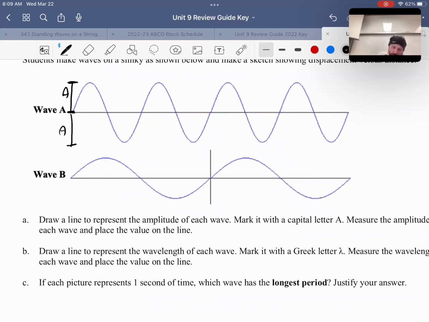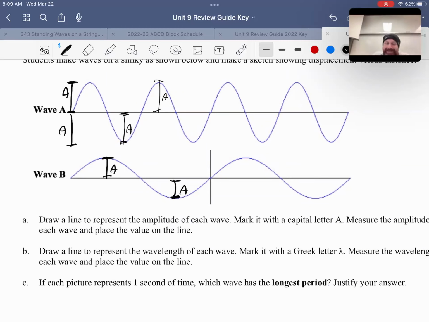You can go whichever one you want, amplitude. If you want to draw it over in the wave, you could do it there. You could do it here. I don't care where. Amplitude is from the equilibrium to the crest or trough. Same thing here, amplitude or amplitude.